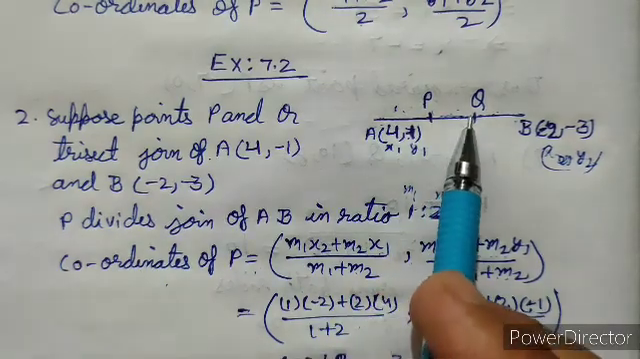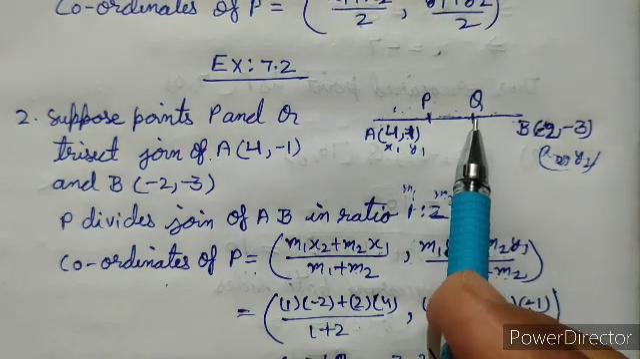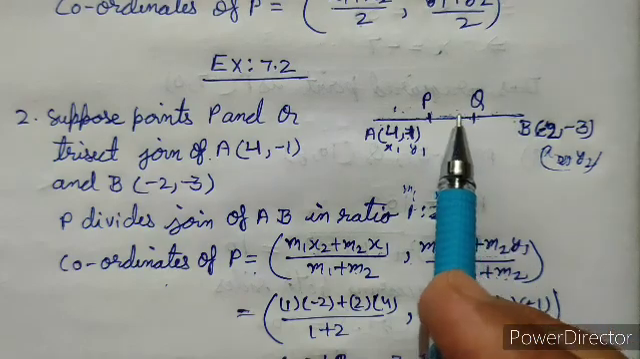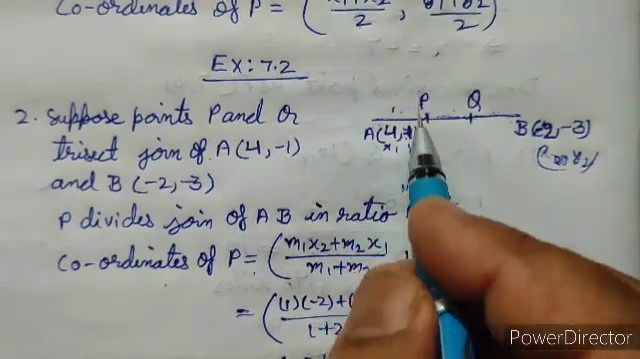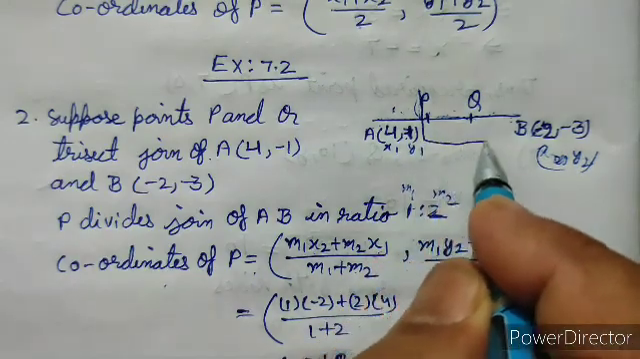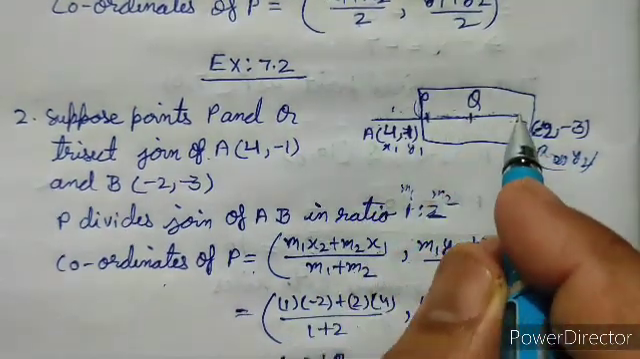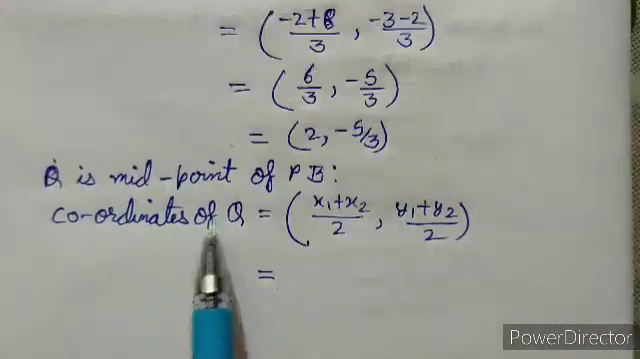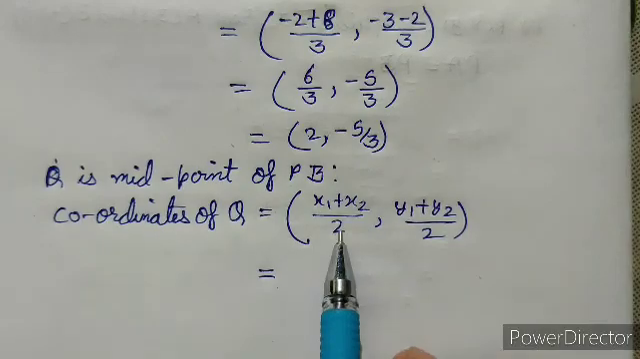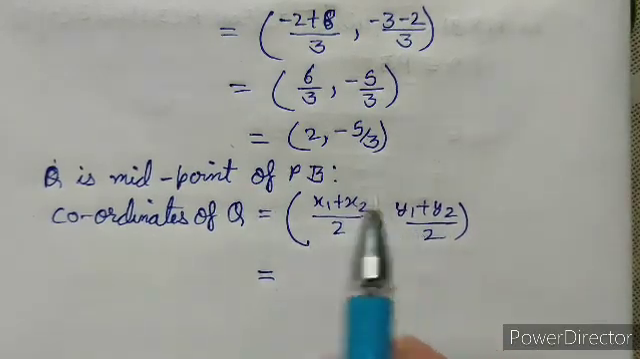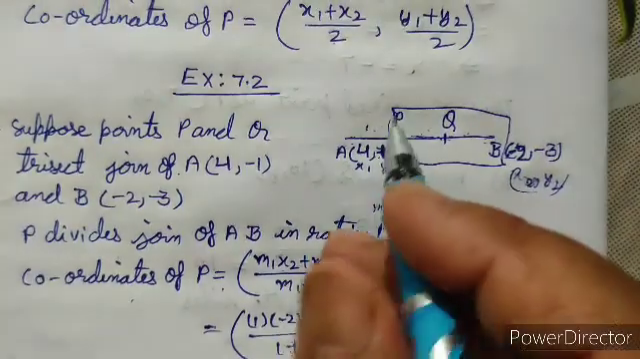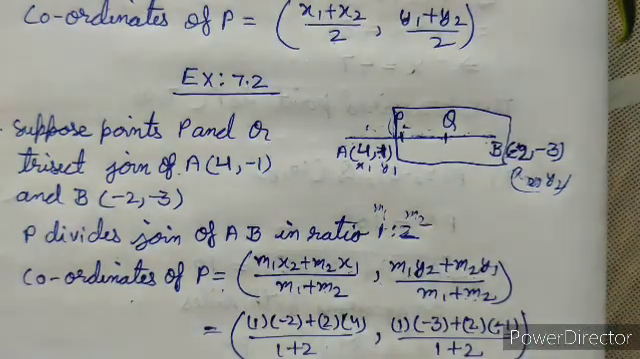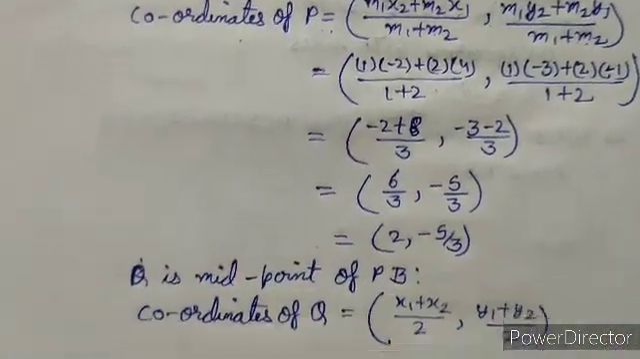Now coordinates of Q can be obtained in two ways. Q divides join of AB in ratio 2:1, or we can say that this Q is midpoint of PB. So coordinates of Q will be equal to (x1 plus x2) upon 2, (y1 plus y2) upon 2, where x1, y1 are the coordinates of P and x2, y2 are the coordinates of B, as Q is midpoint of PB.